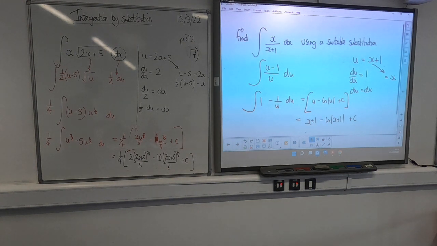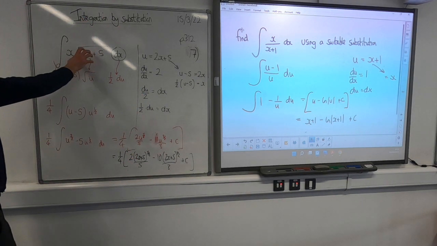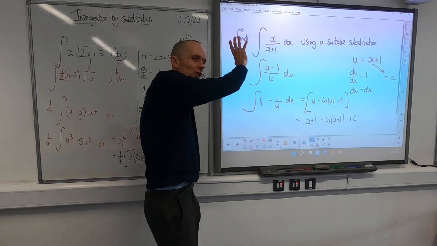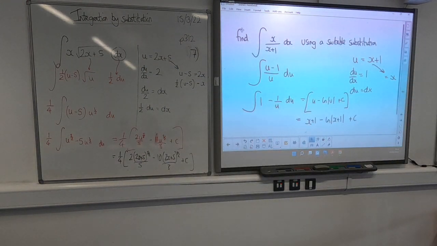And generally, when it says choose a suitable substitution, the substitution is generally the thing that's causing the problem. So in this case, it was the thing under the square root sign. Here it was the denominator. So you know that's generally fairly obvious. But of course, sometimes you just have to have a punt.